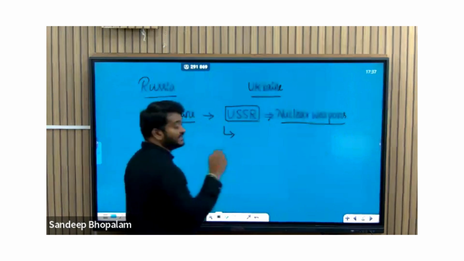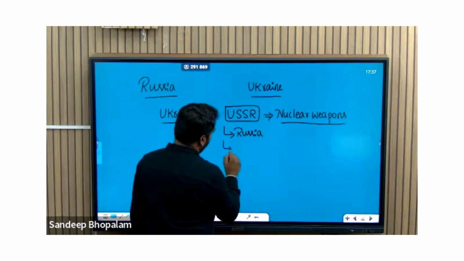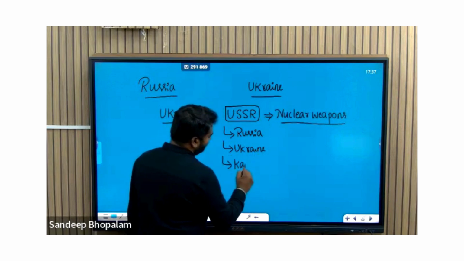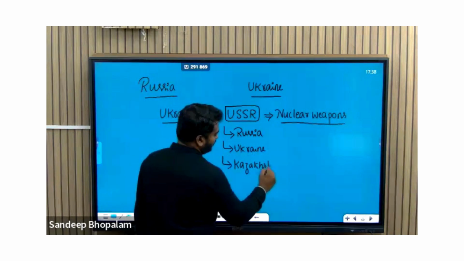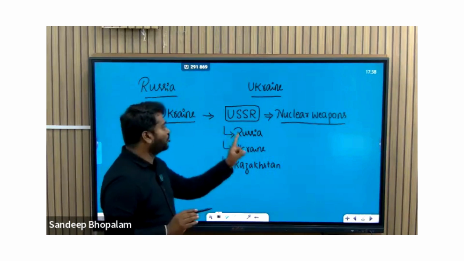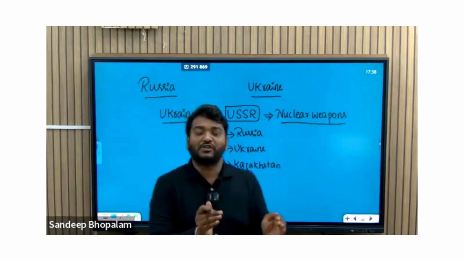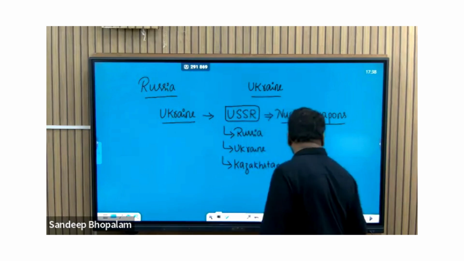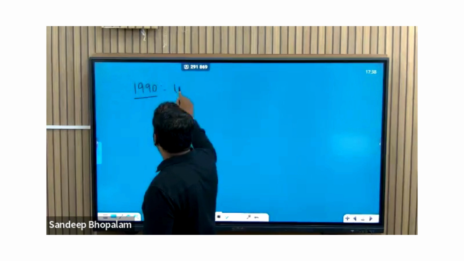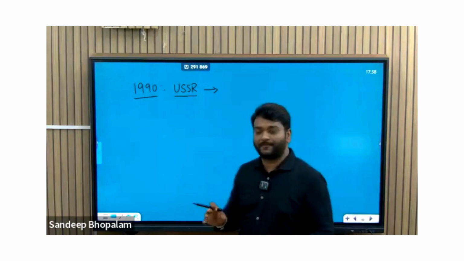In the USSR, there were several countries, and Russia, Ukraine, Kazakhstan, within the USSR, these three countries also had nuclear weapons. Okay, they had nuclear weapons. That means among them, these three also had nuclear weapon technology. Now, what happened? In the year 1990, the USSR disintegrated. The USSR broke down into several countries.